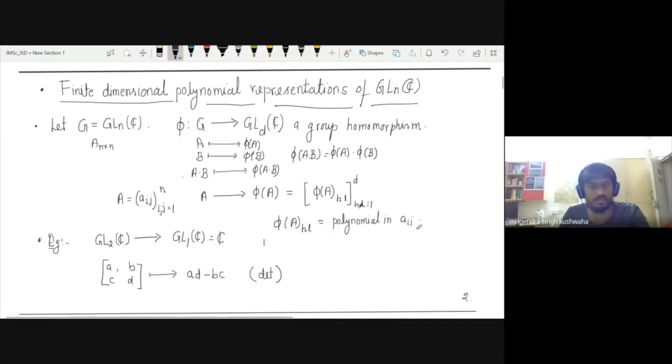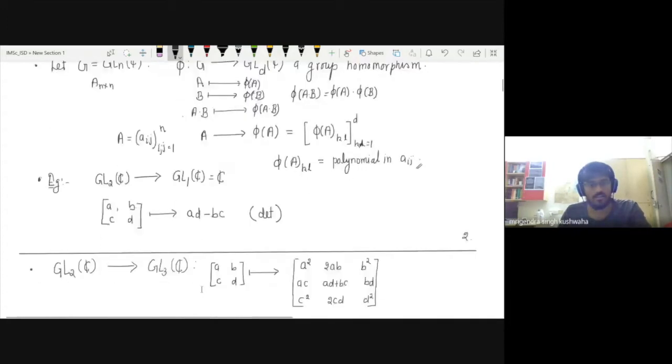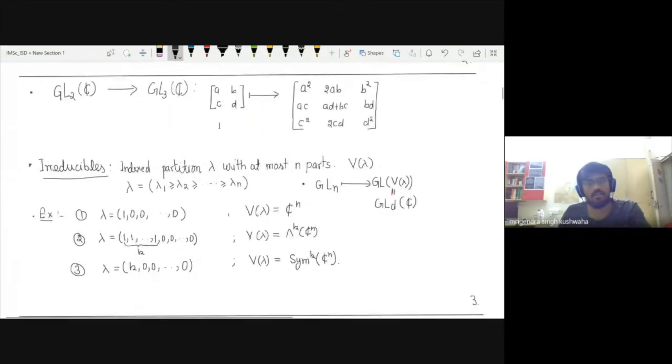Here is one trivial example. Take the map from GL_2(C) to GL_1(C) sending the matrix ABCD to AD minus BC. This is the determinant map, and it is a polynomial representation because the entry is a polynomial in A, B, C, D. Here is a slightly non-trivial example. Take the matrix ABCD going to this 3 cross 3 matrix. This is also a group homomorphism, and each entry is a polynomial, so it is a polynomial representation.